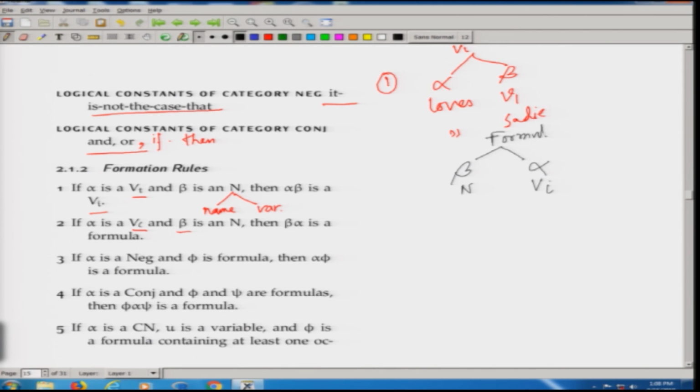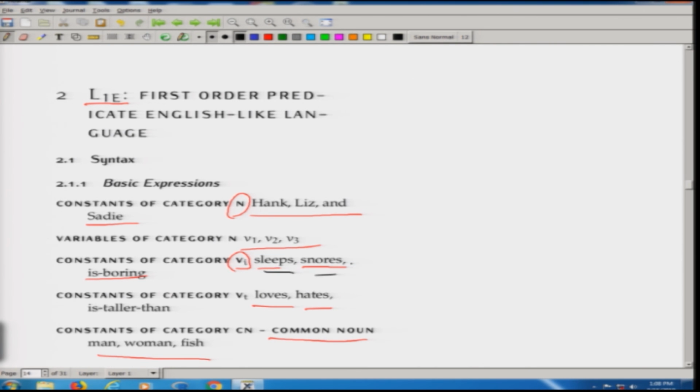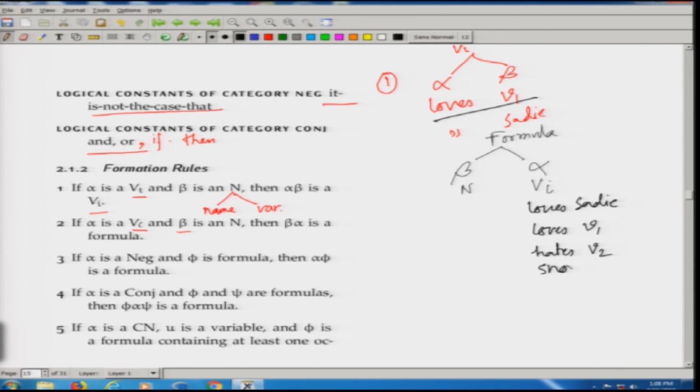Now this is another thing. Vi's are of two types. Either you have a formation like this, that is loves Sadie, that is one kind of Vi. Also you have loves V1 or hates V2. These are all different Vi's. That is one Vi which is constructed, and also you have a natural Vi like sleeps or snores. So snores also will be one Vi, or sleeps. And n we take Hank, anything we can take. Now everything is kind of a formula. So Hank loves Sadie is a formula, Hank loves V1 is a formula, Hank hates V2 is a formula, Hank snores is a formula, Hank sleeps is a formula. All these things are formulas.